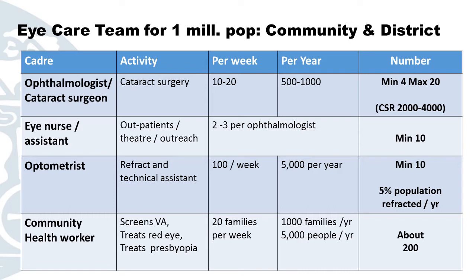So this is just to give a kind of framework. It's the minimum number that would be required. So a minimum number, 4 ophthalmologists, 10 nurses, 10 optometrists, and 200 community health workers for 1 million population. And most parts of Africa are significantly below that at the present time.